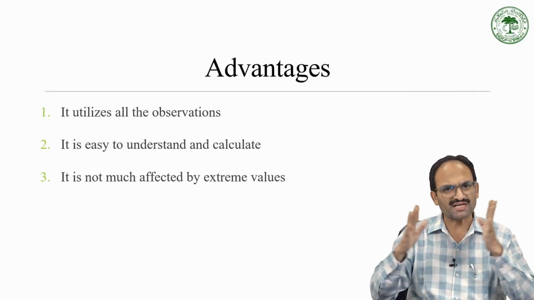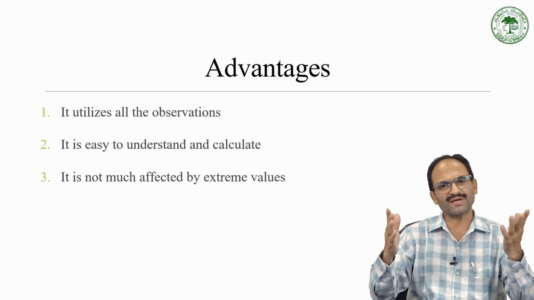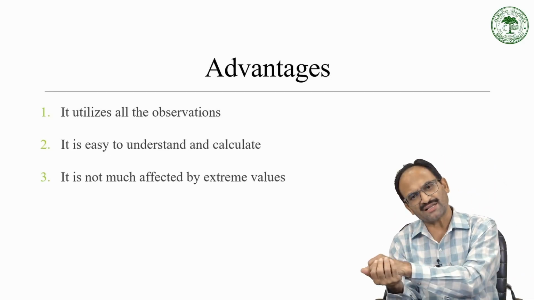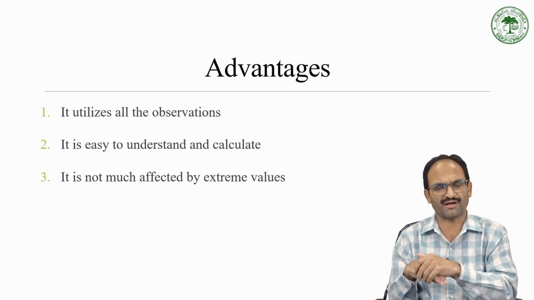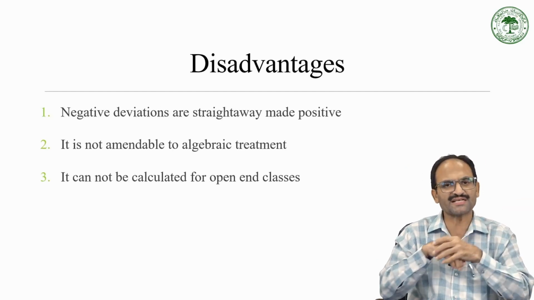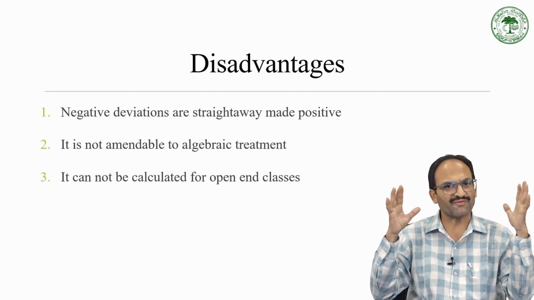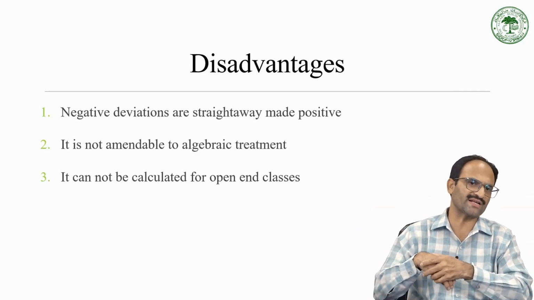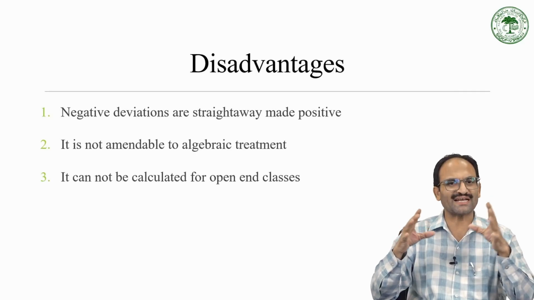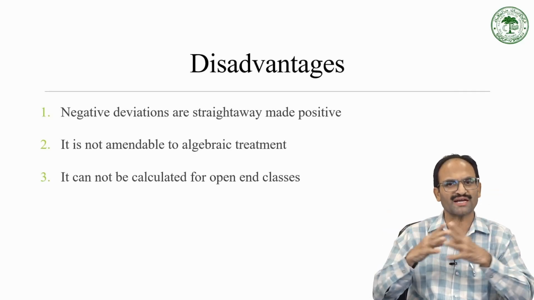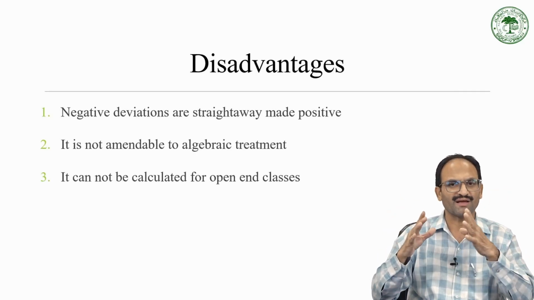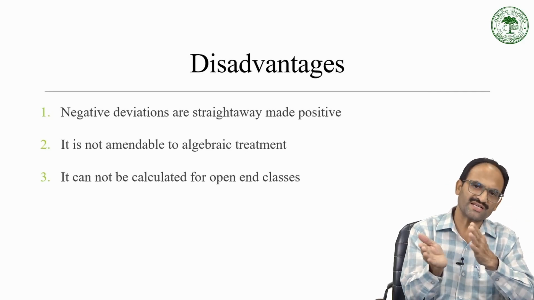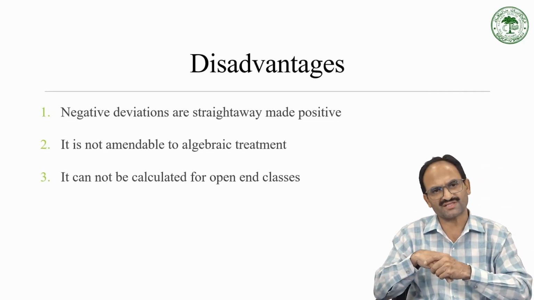It's not much affected by extreme values. Why? Because from every individual number we subtract the mean, so it is by and large not affected by the extreme values. But simultaneously it has some disadvantages also, and the first such disadvantage is that we ignore the negative sign. We just make the deviation which comes out to be negative positive. So this is one of the disadvantages.